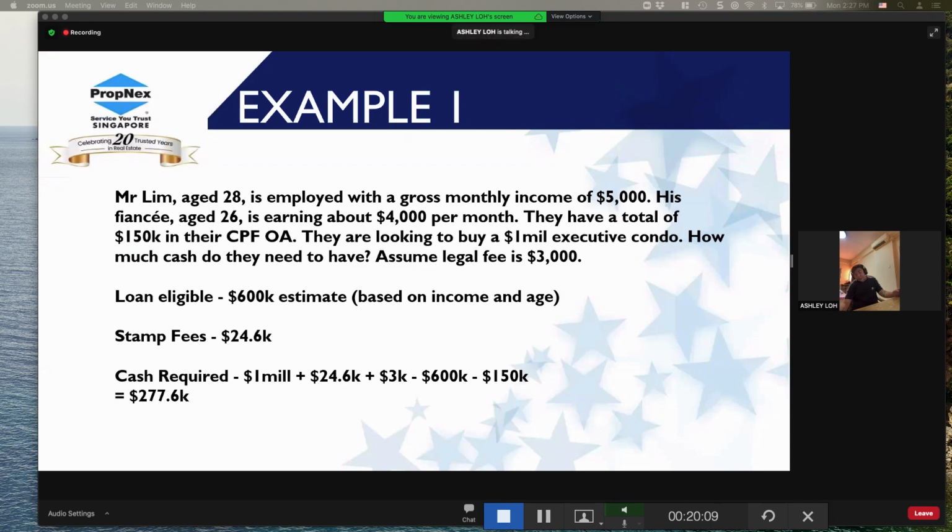One age 28, one age 26. One earning 5,000, one earning 4,000. Okay, 150K in their CPF OA, looking to buy a 1 mil executive condo, assume legal fee 3,000. How much cash do they need?